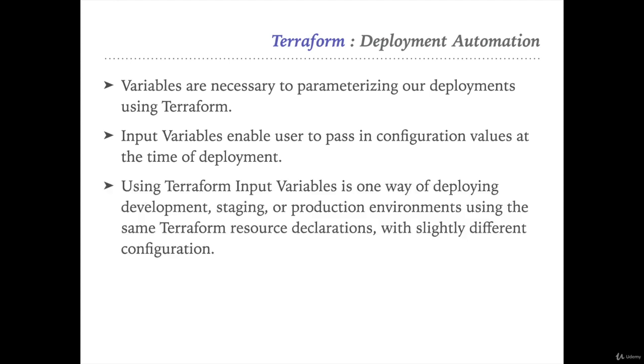Using Terraform input variables is one way of deploying development, staging, and production environments using the same Terraform resource declaration with slightly different configuration. And that is the thing we are talking about: the same configuration can be used across environments if we have a flexible configuration file, so that we can pass the environment-specific configuration at runtime to the configuration files, and the configuration file will act accordingly without any change in the configuration file itself.